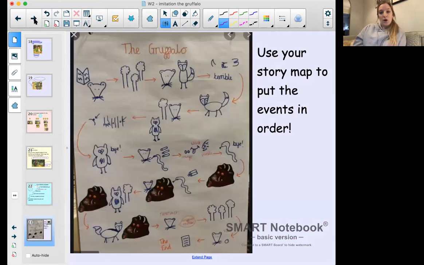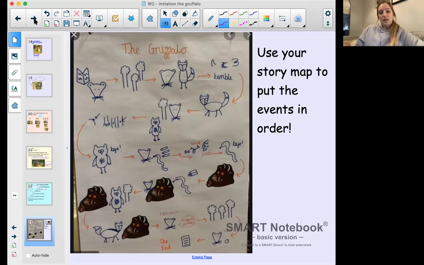Okay, so remembering that our story maps, we create them to help us to put the events of the story in order. So we're going to have a little look at our story map and see if we can retell the story together. So let's have a look at it together. I'm going to have a go at retelling it to you just out loud, because remember, before we write, we have to make sure we can say. Then I'd like you to pause the screen and you have a go at practicing on your story map.